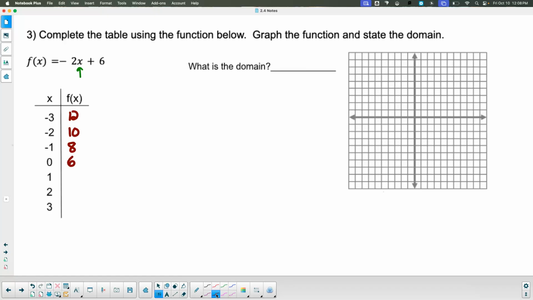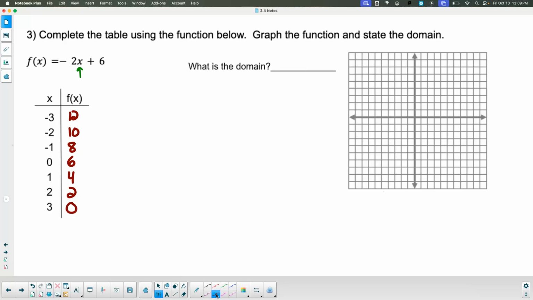Negative 2 times 1 is negative 2, plus 6 is 4. Negative 2 times 2 is negative 4, plus 6 is 2. Negative 2 times 3 is negative 6, plus 6 is 0. Going over and graphing them, I think this is a 10. 2, 4, 6, 8, nope, it's a 9 by.